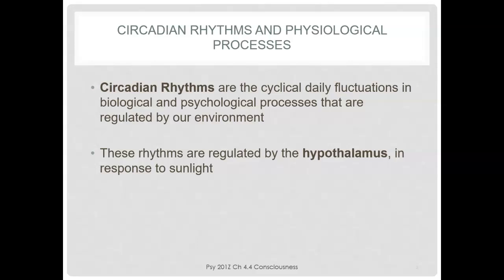So a circadian rhythm is the cyclical daily fluctuations in biological and psychological processes that are regulated by our environment. So it's your body clock. Now, your entire body clock is regulated by sunlight. It's not how bright the sun is, how bright the day is. It's how much sunlight as far as the length of the day. So, how many hours of sunlight do we get at any given time? That regulates our circadian rhythm.